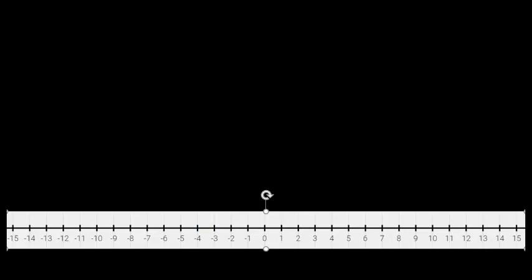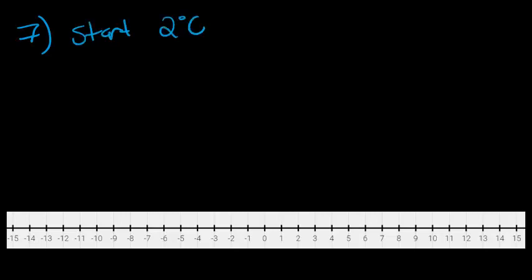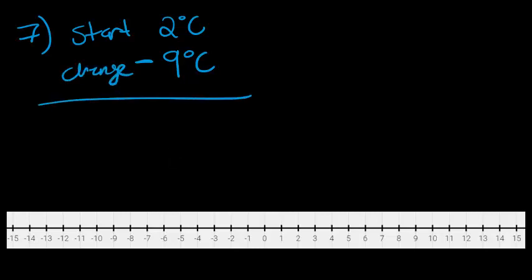The last question in exercise 6 is question 7, and it tells me that we start out with 2 degrees Celsius. Then the temperature fell by 9 degrees. So falling means negative. It went down 9 degrees Celsius, and that is our change. So the question is, what is the temperature after the snow? What is the ending temperature? And again, we are going to add them. So what is 2 minus 9 degrees? So if I'm going to start at 2 on my number line, I'm going to go 9 to the left.